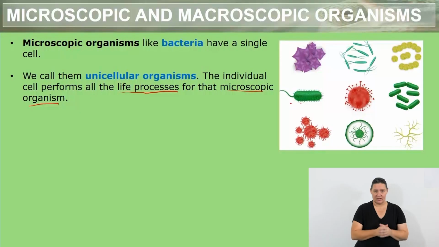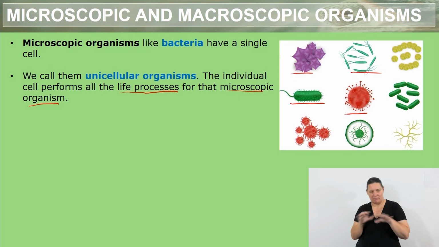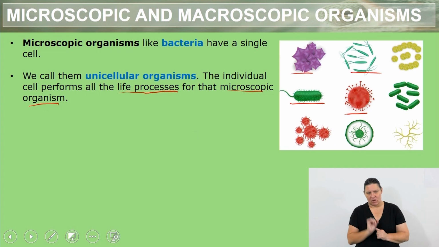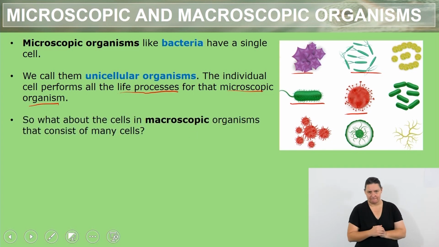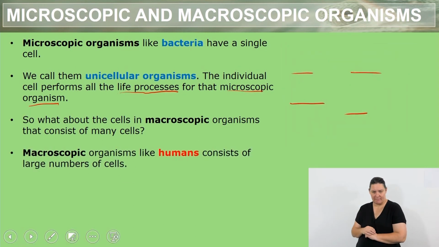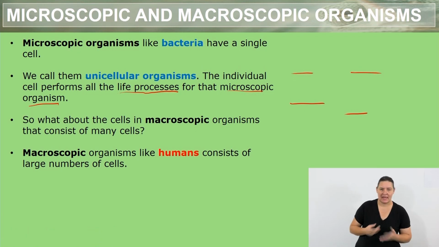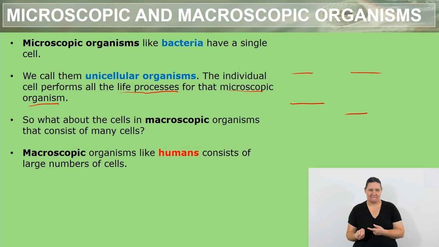So here in the picture, we have your examples of bacteria. They obviously have different shapes and different sizes, depending on what they do or what they are specialized to do. So what about the cells in the macroscopic organism? So when we are speaking about macroscopic organisms like human beings and animals, they consist of large numbers of cells, obviously because they are big. Remember, bacteria cannot be seen with our naked eyes.